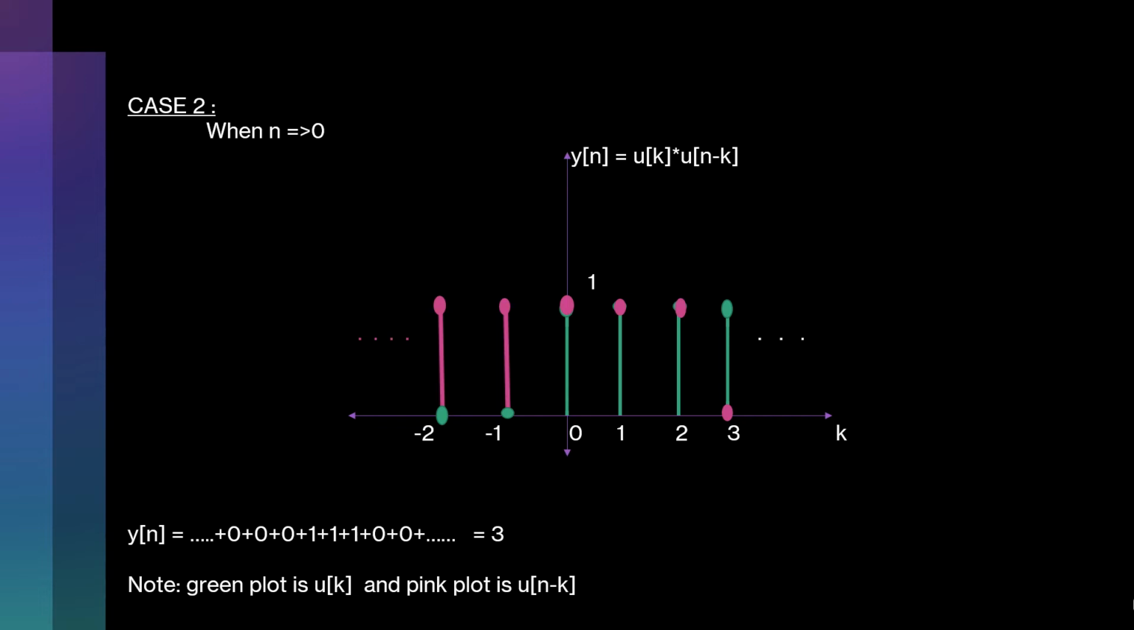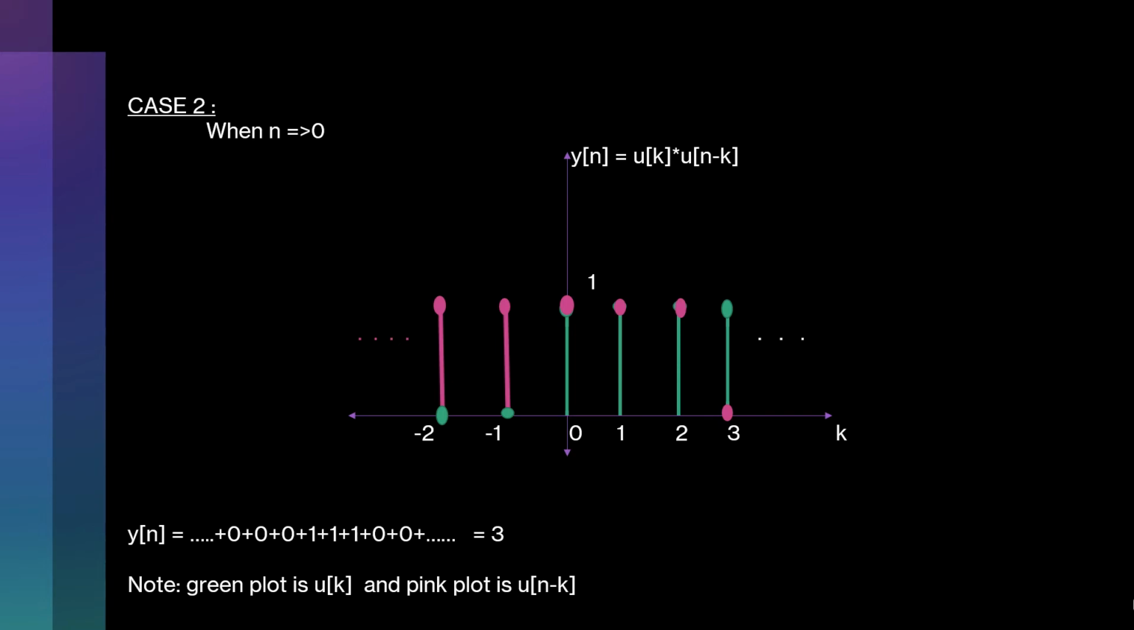Let's take one example, when n equals 2. The plot of u of n minus k now shifts, but u of k remains the same. Initially, when n is less than 0 and k equals 0, u of n minus k equals 0, but now it is 1. Similarly, when k equals 1, u of n minus k equals 1. Similarly, for k equal to 2 also, u of n minus k equals 1. For other values of k greater than 2, u of n minus k is still 0.